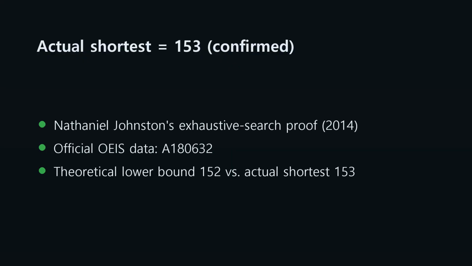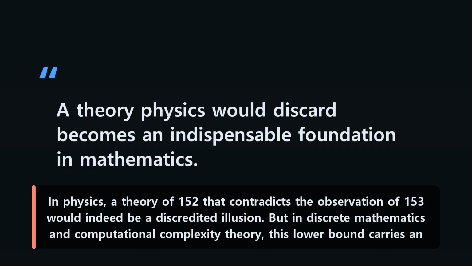First, the facts. That the actual shortest length for n equal to 5 is 153 was proven by mathematician Nathaniel Johnston's exhaustive search in 2014, and it's officially registered in the Online Encyclopedia of Integer Sequences, OEIS, as A180632. In physics, a theory of 152 that contradicts the observation of 153 would indeed be a discredited illusion. But in discrete mathematics and computational complexity theory, this lower bound carries an absolute significance. Without it, the research itself would be impossible.